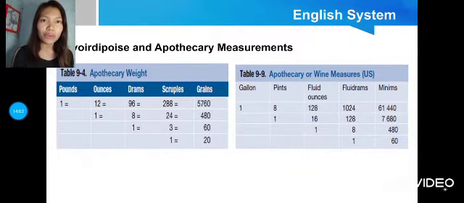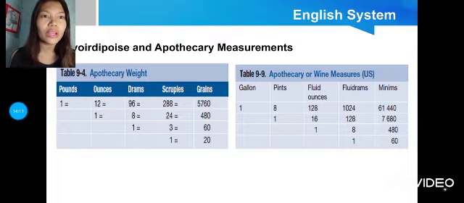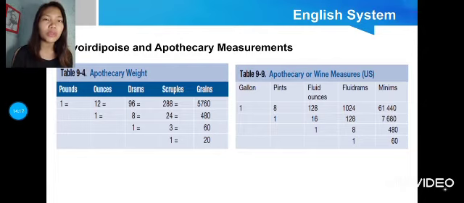Okay, so aside from the metric system, as I've said a while ago, we also have the English system, and it is divided into two: your avoirdupois and your apothecary measurements. This includes the pounds, ounces, grams, scruples and grains, gallon, pints, fluid ounces, fluid drams, and your minims. The conversions are already posted in the PowerPoint.